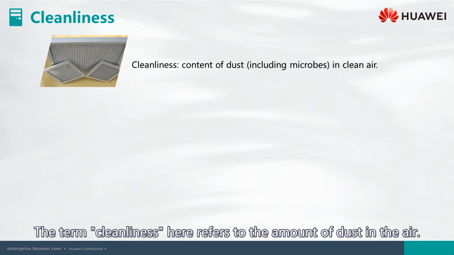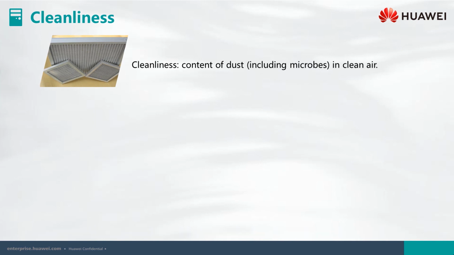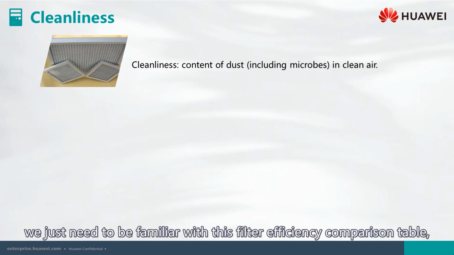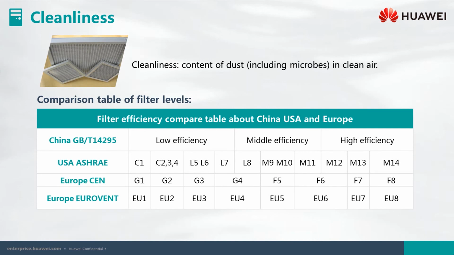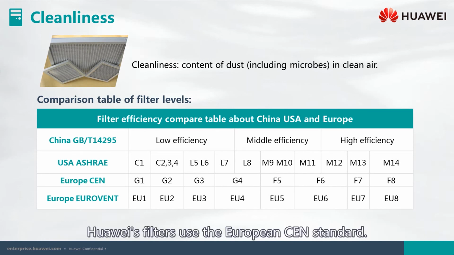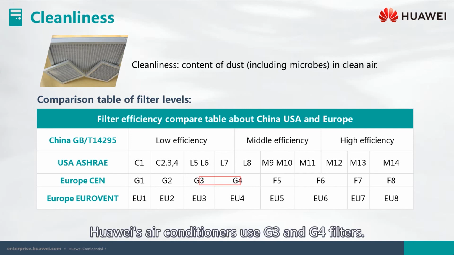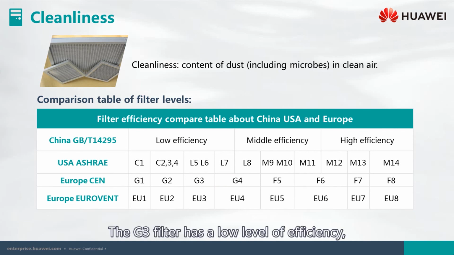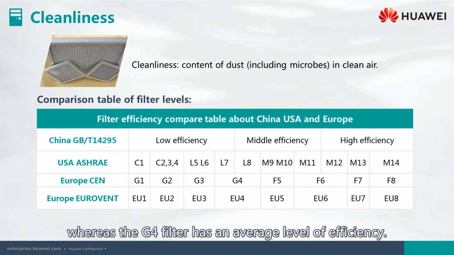The term cleanliness here refers to the amount of dust in the air. It's hard to measure. We just need to be familiar with this filter efficiency comparison table. Huawei's filters use the European CEN standard. Huawei's air conditioners use G3 and G4 filters. The G3 filter has a low level of efficiency, whereas the G4 filter has an average level of efficiency.